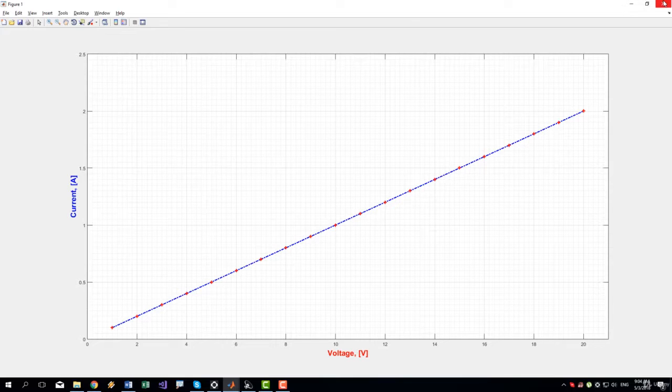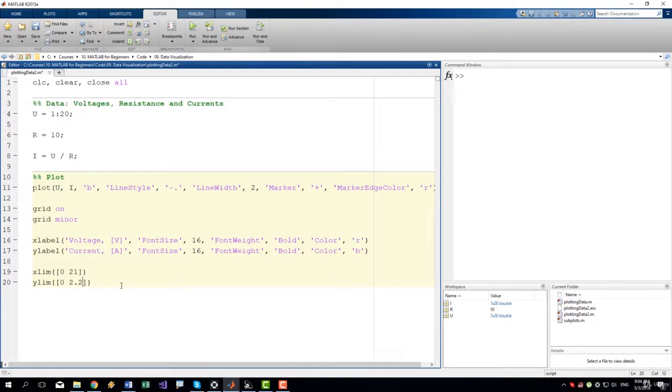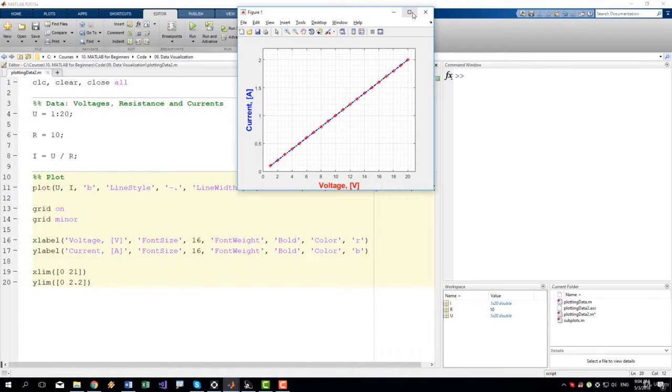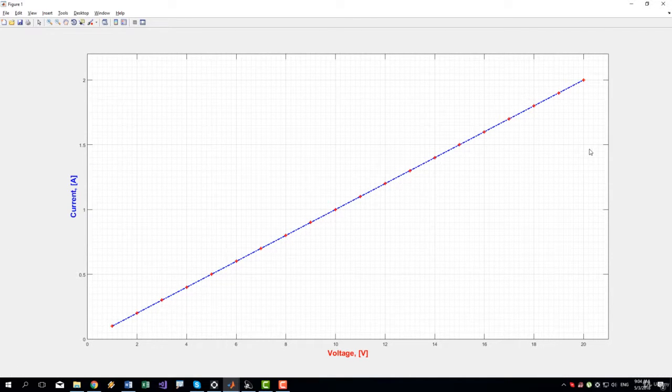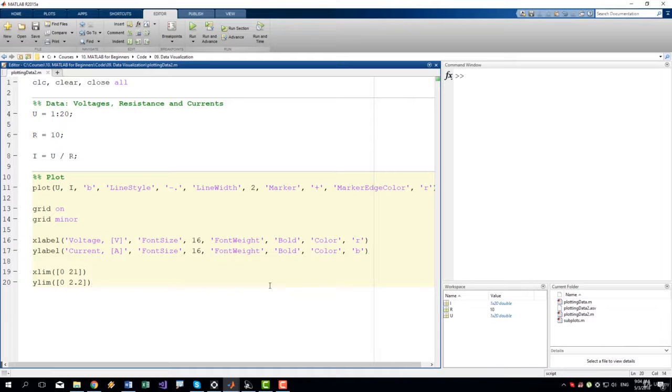Maybe 2.5 was a bit more, so let's use 2.2. Yes, I would say that this is a bit better. Maybe even... Yes, this is definitely better. Alright, what else can you do with the limits?